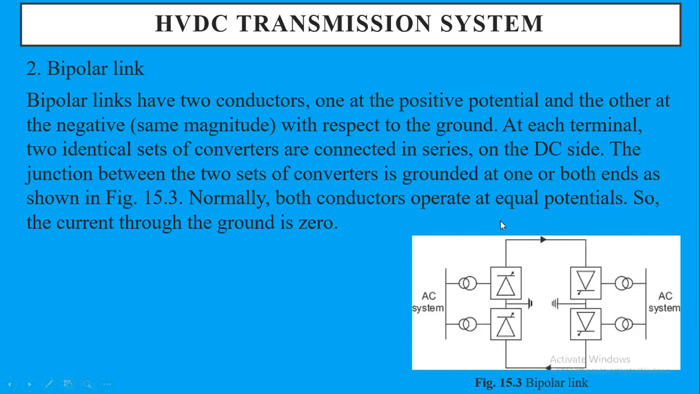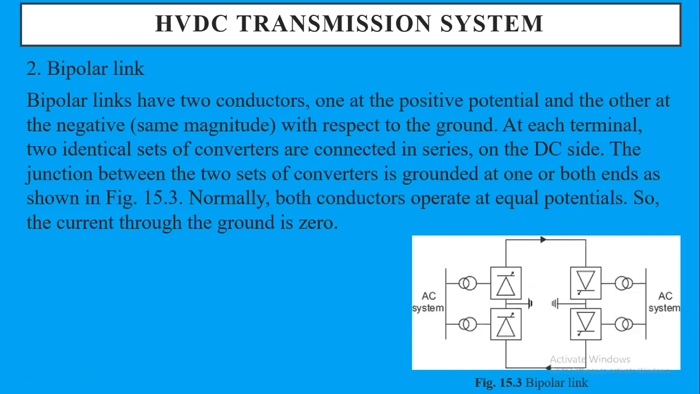Same magnitude means the same amount of current and voltage which flows from this conductor is the same in the return path, or completion of circuit conductor, positive and negative as well. Further, with respect to ground as well. At each terminal, two identical sets of converters are connected in series. Two identical converters. You can see these two converters are in series, and their central part should be grounded on both sides. So the series rectifier or converter should be there.